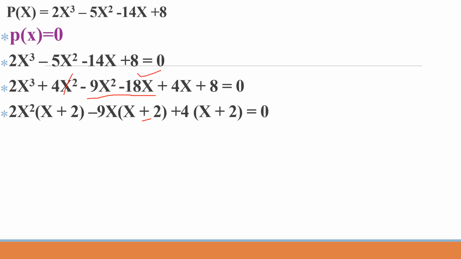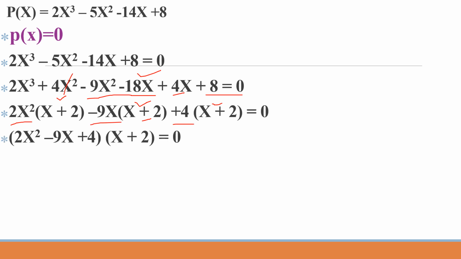Again we are going to take only 4 as common outside. When we take 4 common outside, the term remaining is x plus 2. Now all the three terms contain x plus 2. So we have got the quadratic factor 2x square minus 9x plus 4.